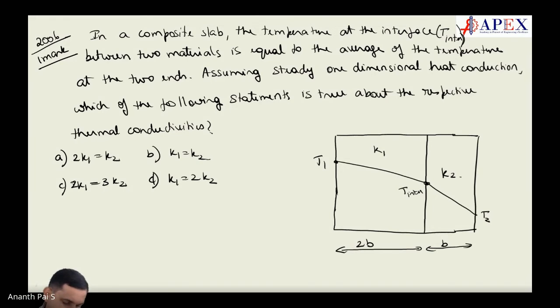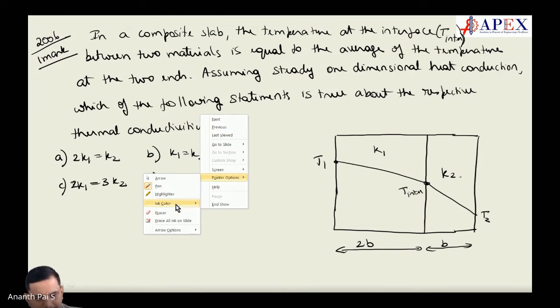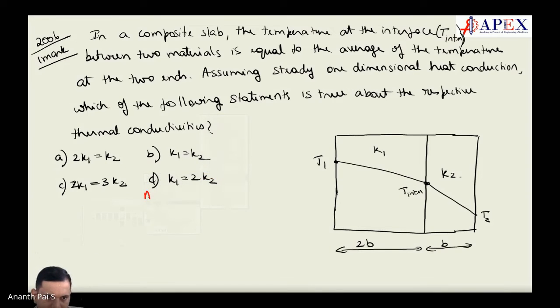Is it D, sir? Yes, it is. Easy, is it not? It looks difficult, but it is easy. So what is T inter? It is equal to the average, T1 plus T2 divided by 2.